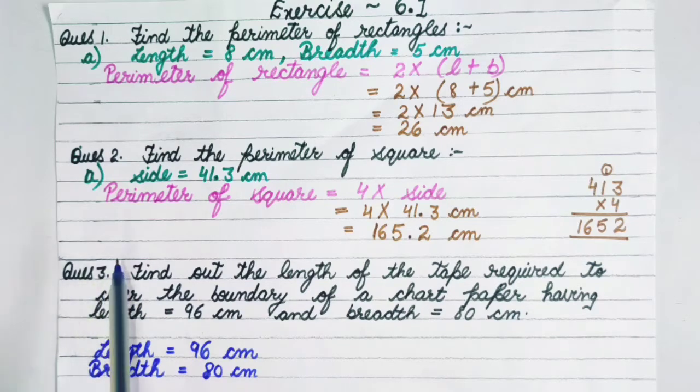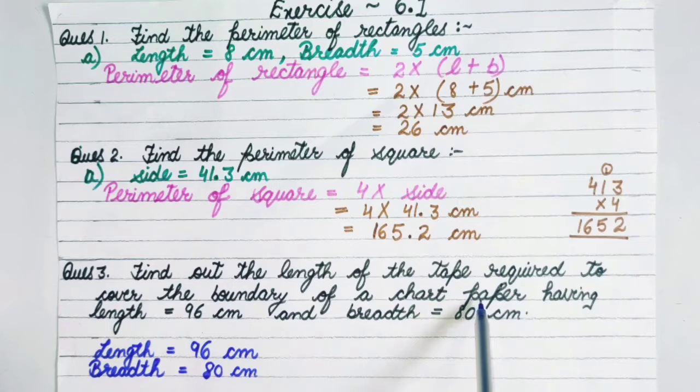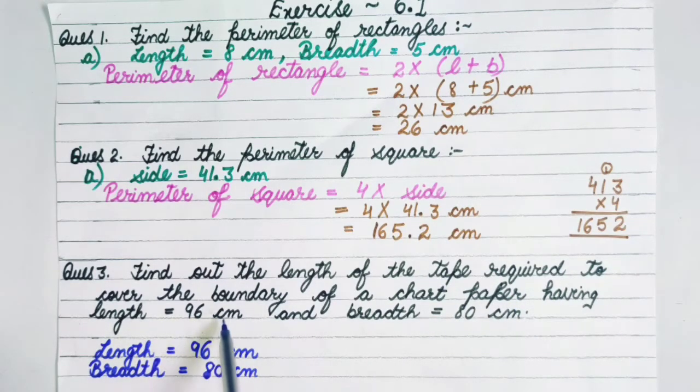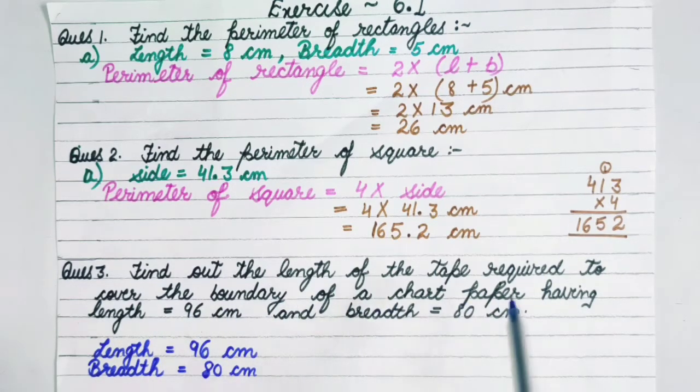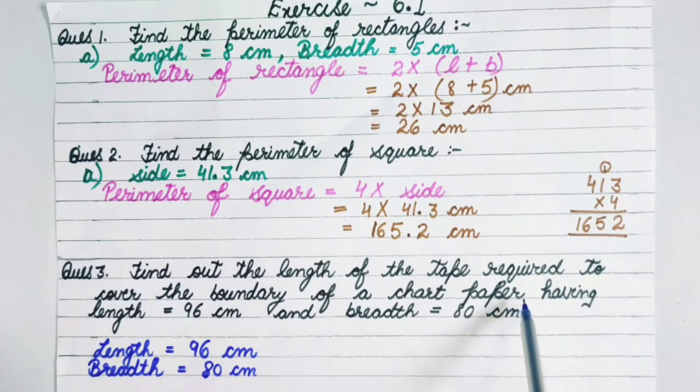Question number 3 is: find out the length of the tape which is required to cover the boundary of a chart paper having length equal to 96 centimeter and breadth equal to 80 centimeter. Class, no shape is mentioned here, whether you have to find it for a rectangle or a square. So just remember my words always, students. When the measurements length and breadth are given to you, it means we are talking about the shape of a rectangle.